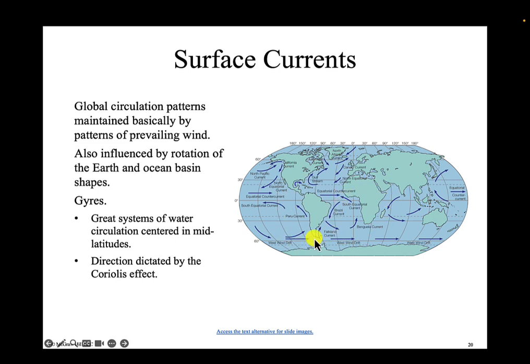Those will form what we call the gyres. The gyres are the great systems of water circulation, and they are found especially in the mid latitudes. So you have the equatorial current, and you also have the polar currents on the poles. Those are going to be the major gyres that are defined by how these waters are moving, and again, that will be determined by this Coriolis effect.